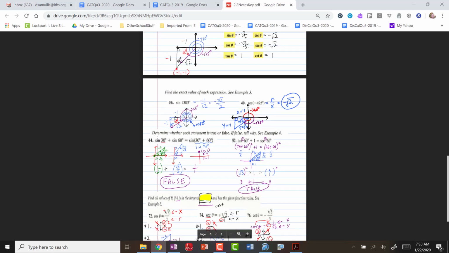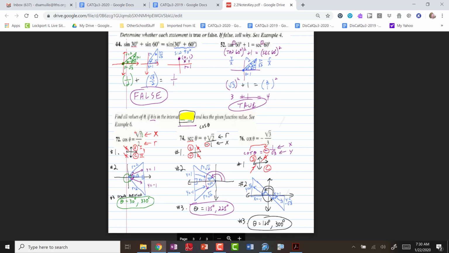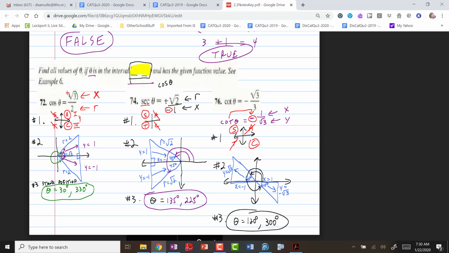I did 44, I did 52. These are the ones I didn't get to that I'm going to cover in a lot of detail on the new notes. All right, here we go.